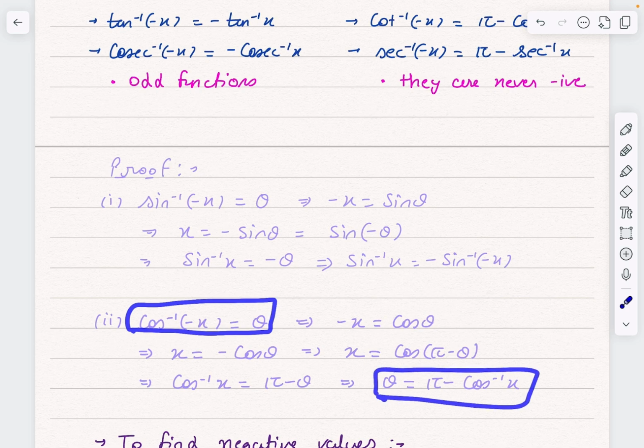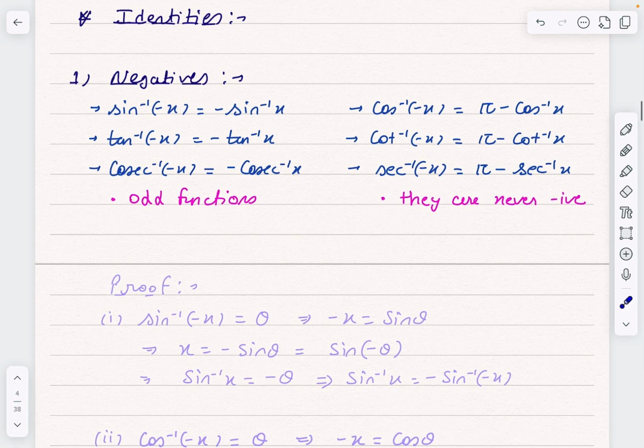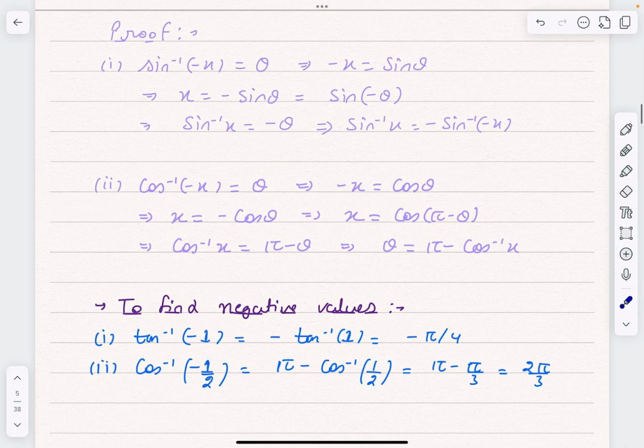Hence proved. Same we can prove the other two also. But at the end of the day, just have to remember these. Next. And how do you find the negative values?